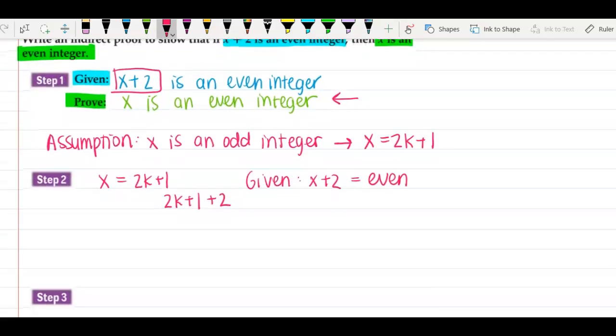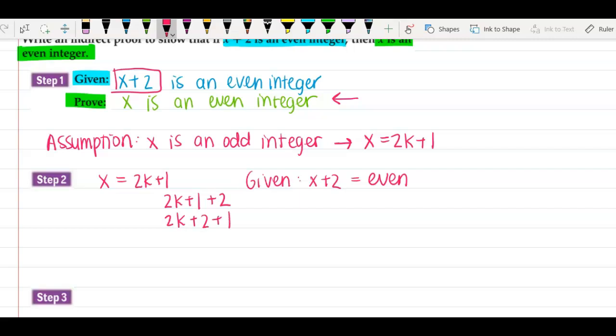So if I rearrange this a little bit and say 2k plus 2 plus 1, I can factor out a 2 from 2k plus 2, and I would get 2 times k plus 1, plus 1. That's 2 times a quantity plus 1.